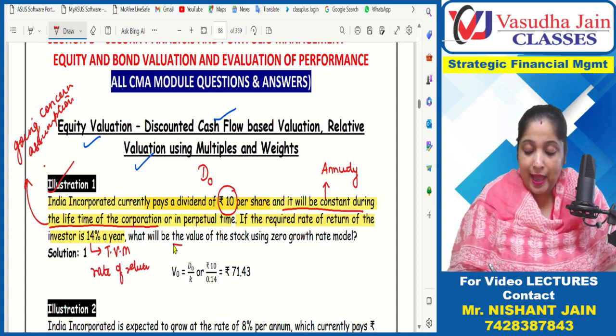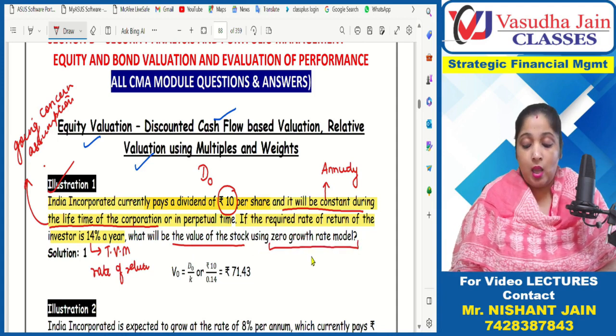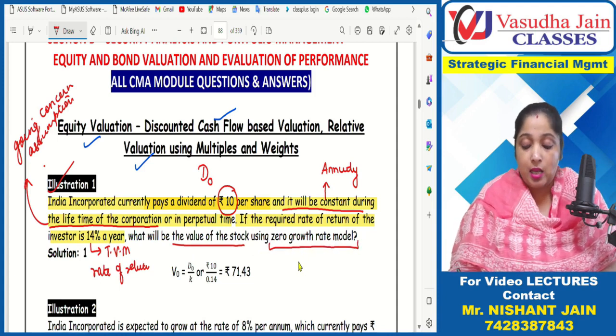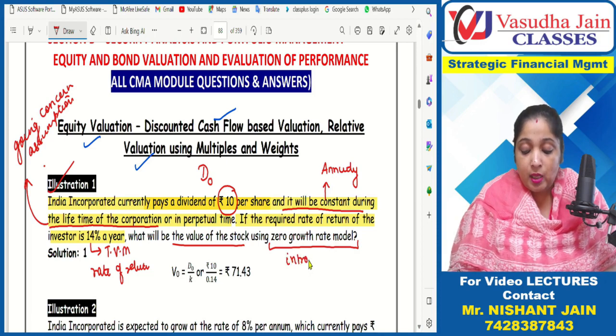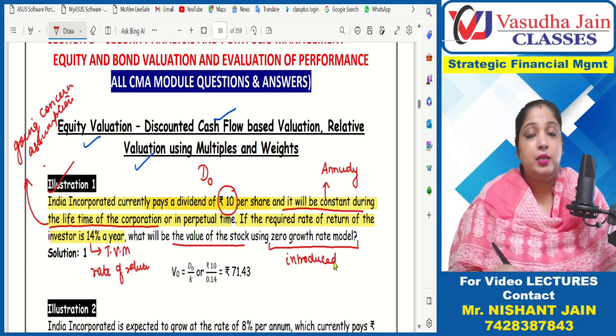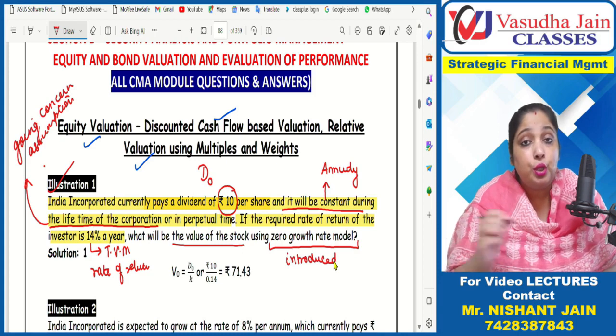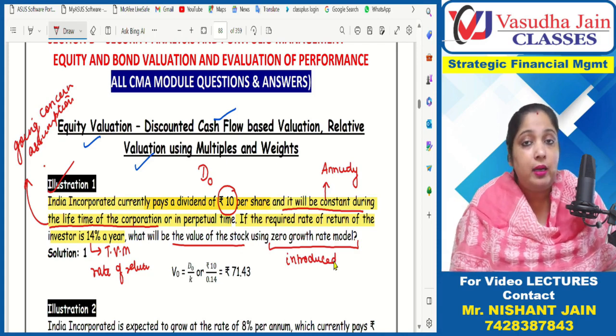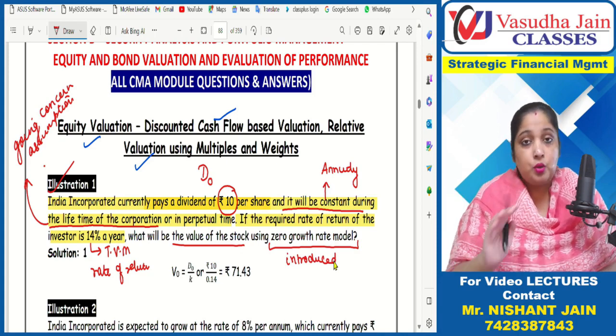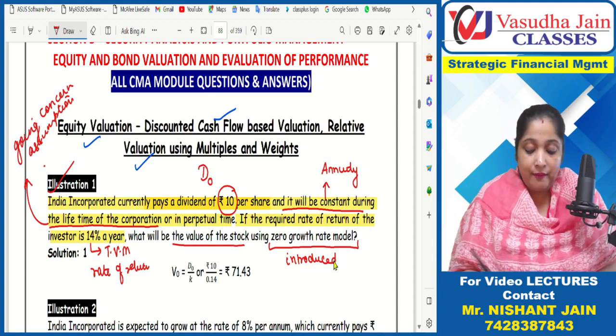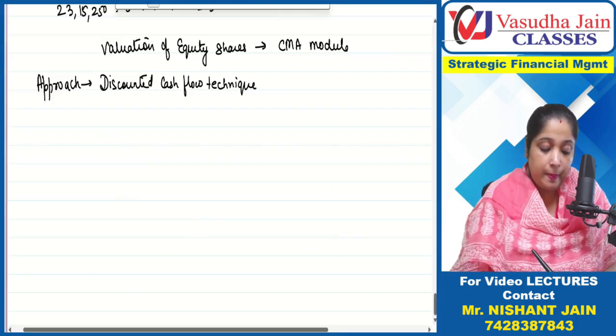What will be the value of stock using the zero growth model? I haven't discussed or introduced this word. This word is nothing. They are just trying to tell you that there is no growth in the dividend. Dividend will remain the same. So using that model, tell the valuation. So very simple, we are doing valuation.